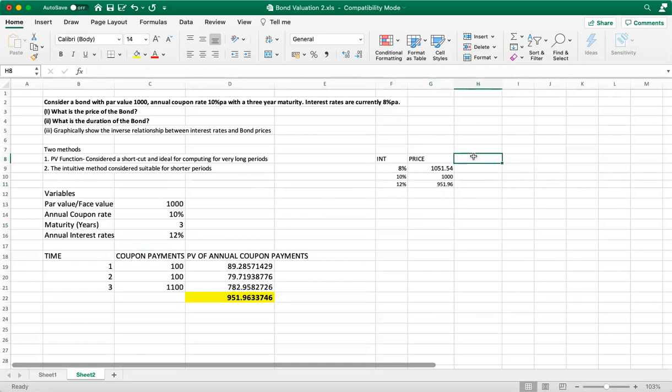Now, this is what we discussed in part 1. When interest rates are low, the bonds sell at a premium. When the coupon rate equals the interest rates in the market, the bond sells at par. And when interest rates in the market are greater than the coupon rate, the bond sells at a discount. So that theory is now proven. We've just proved it practically.